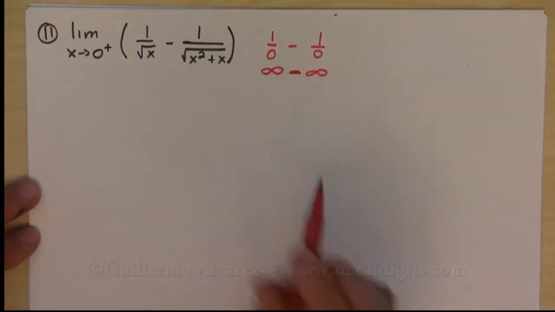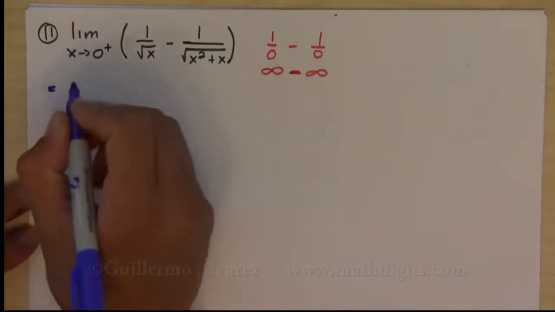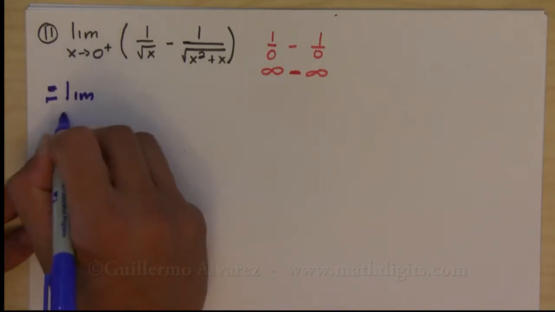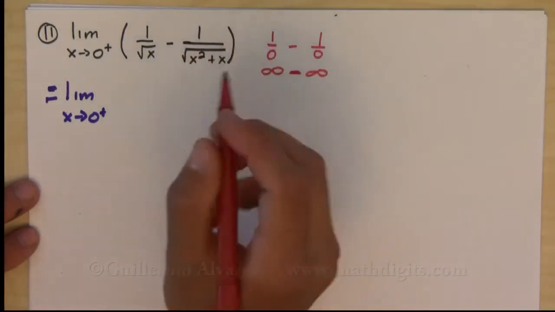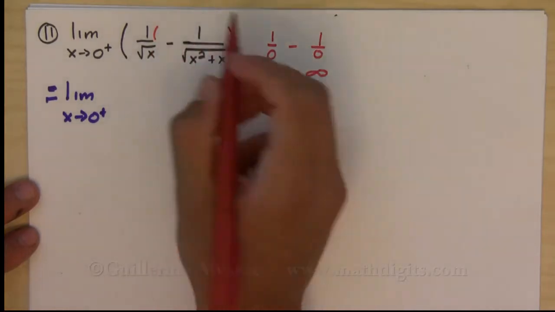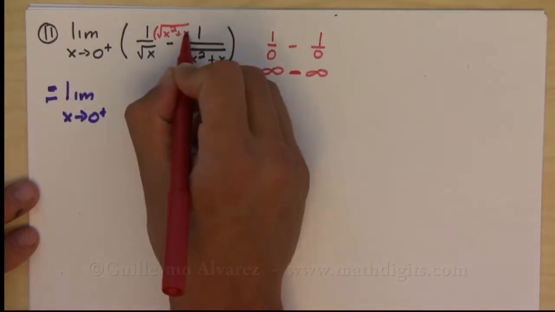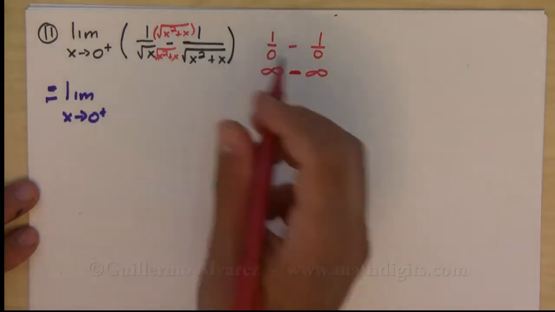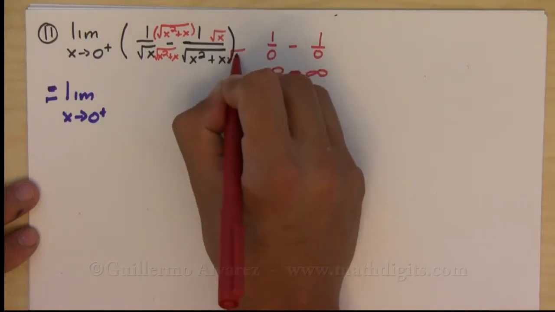Okay, so the first thing that we should try to do, since we have two different fractions here, is to try to combine them into one fraction. And so to do that, well, we need the common denominator. So the first fraction is going to need a square root of x squared plus x, top and bottom. And the second one's going to need a square root of x.